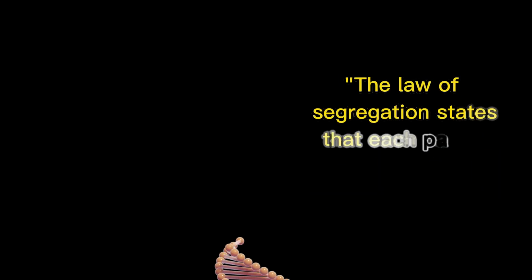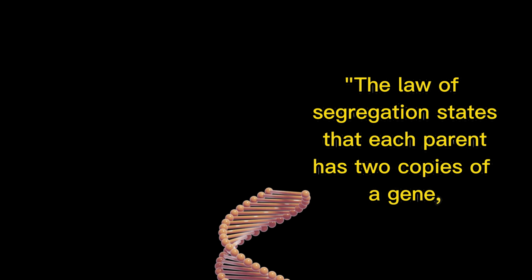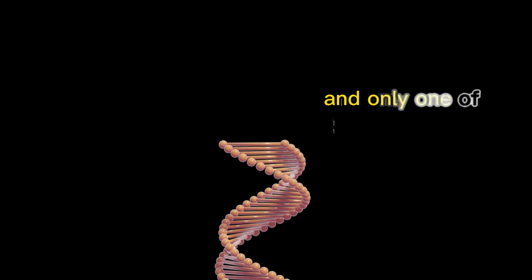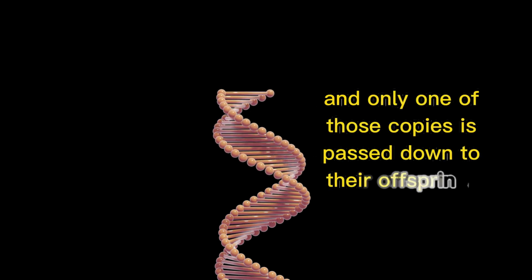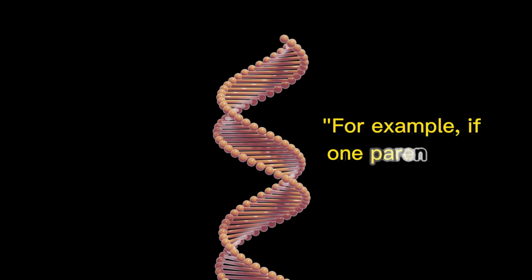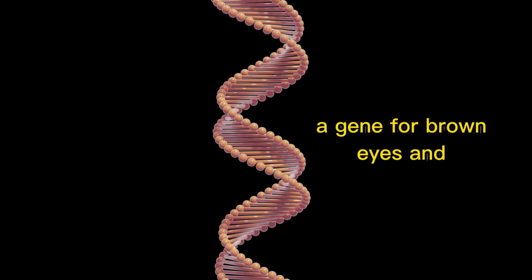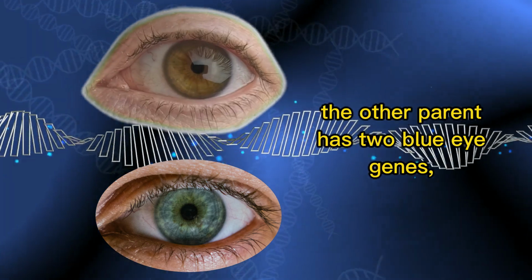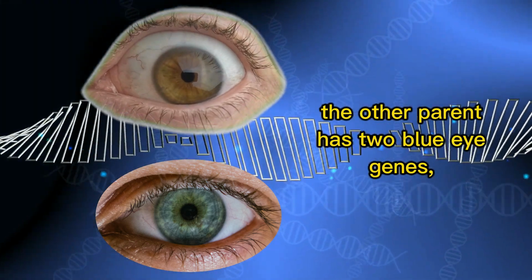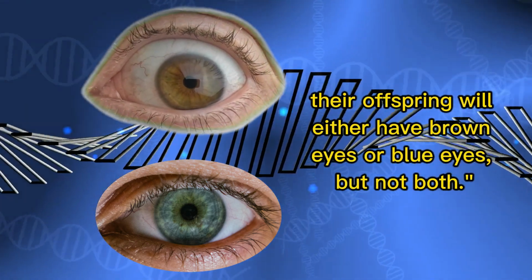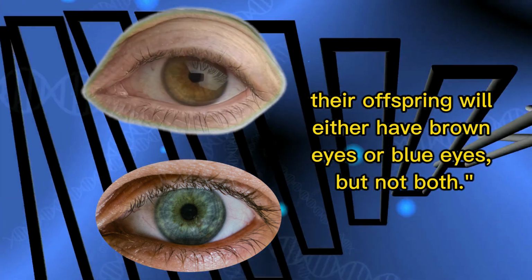The law of segregation states that each parent has two copies of a gene, and only one of those copies is passed down to their offspring. For example, if one parent has a gene for brown eyes and a gene for blue eyes, and the other parent has two blue eye genes, their offspring will either have brown eyes or blue eyes, but not both.